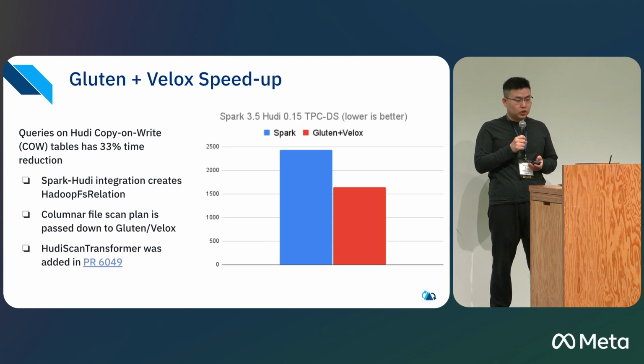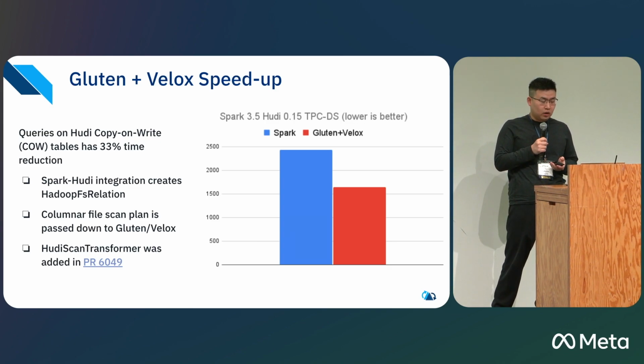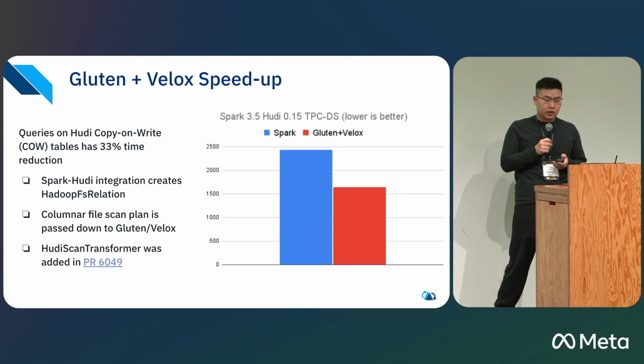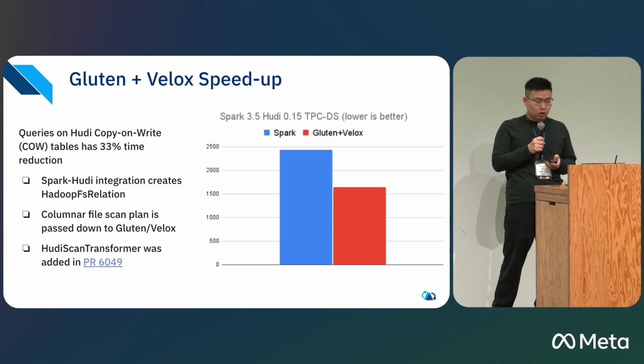When querying Hudi COW tables, Hudi identifies the relevant columnar-based files through various indexing mechanisms and creates a Hadoop FS relation in Spark. This relation is then processed by Gluten using Hudi's scan transformer. By using Velox as the backend for execution instead of native Spark, we've observed an overall 33% time reduction in TPC-DS benchmarking. This translates to real cost savings and enhanced user experience in production environments.